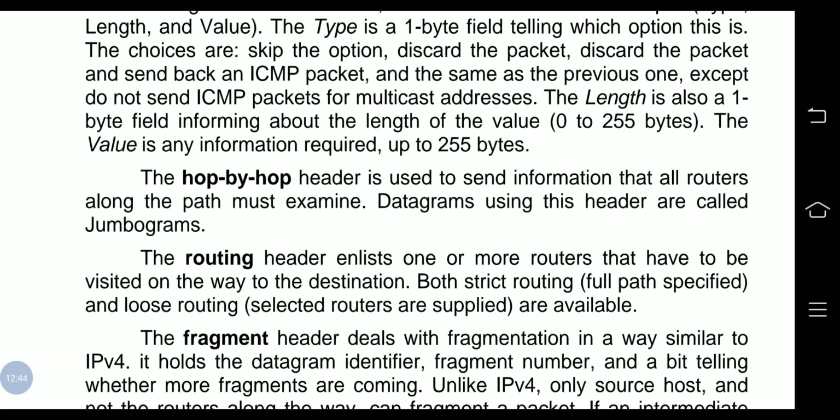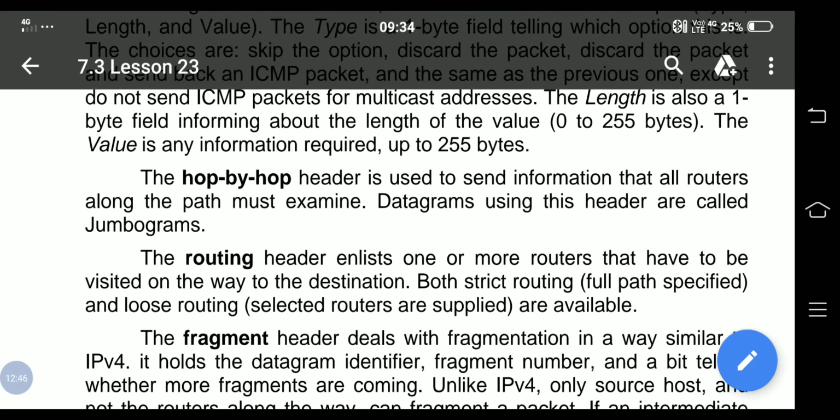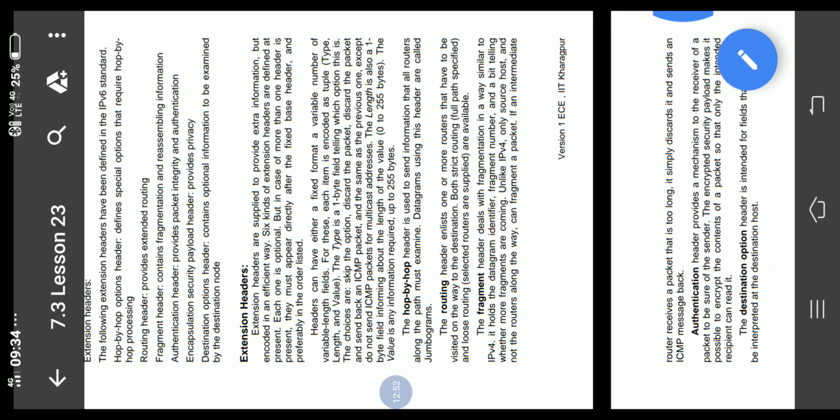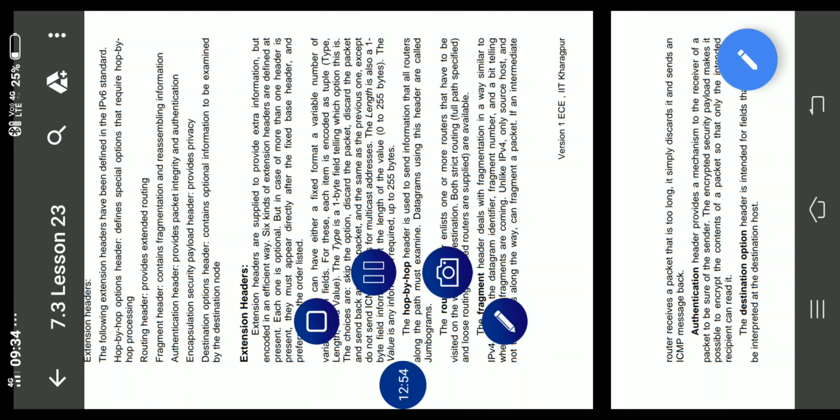So friends, thanks for watching this IPv6 addressing. This IPv6 addressing and its packet format can be asked in the examination. So prepare for it, including the purpose of extension headers and the 6 different types of extension headers.